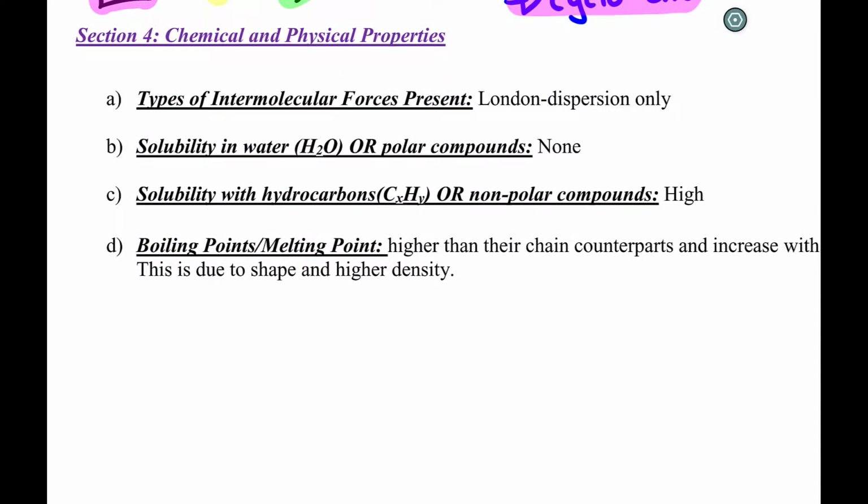In terms of chemical and physical properties, they are extremely similar to chain alkanes, alkenes, alkynes. Because they're hydrocarbons, the only intermolecular force present is London dispersion forces. And of course, the bigger it is, the higher its boiling point due to a larger electron cloud. In terms of solubility in water, it's pretty much none. Again, these are nonpolar compounds, and so they do not dissolve well in polar compounds such as water, but they will have high solubility in nonpolar compounds.